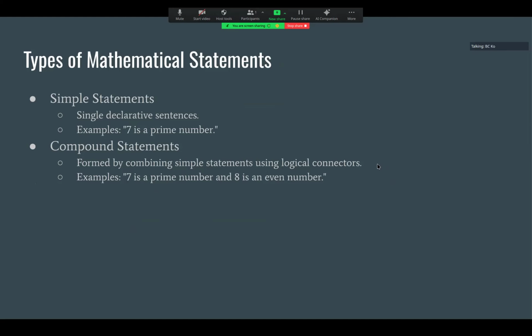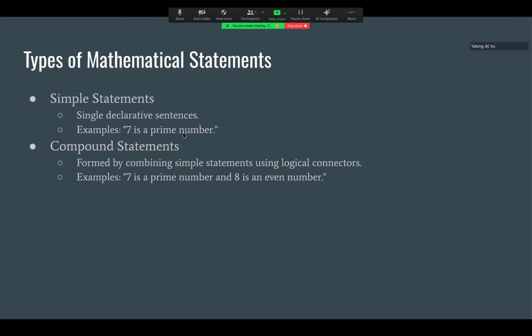Types of mathematical statements. Mathematical statements can be classified into two main types: simple statements and compound statements. Simple statements are single declarative sentences. For example, 7 is a prime number. It's a single declarative sentence, and it is a straightforward claim with a clear truth value.